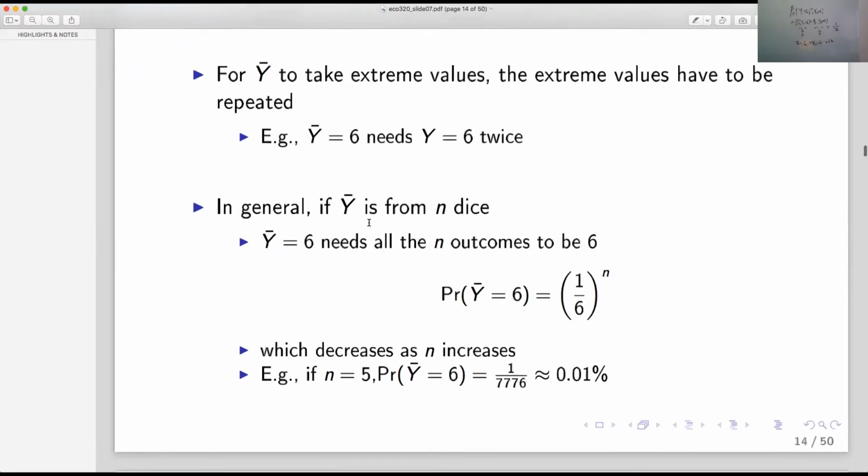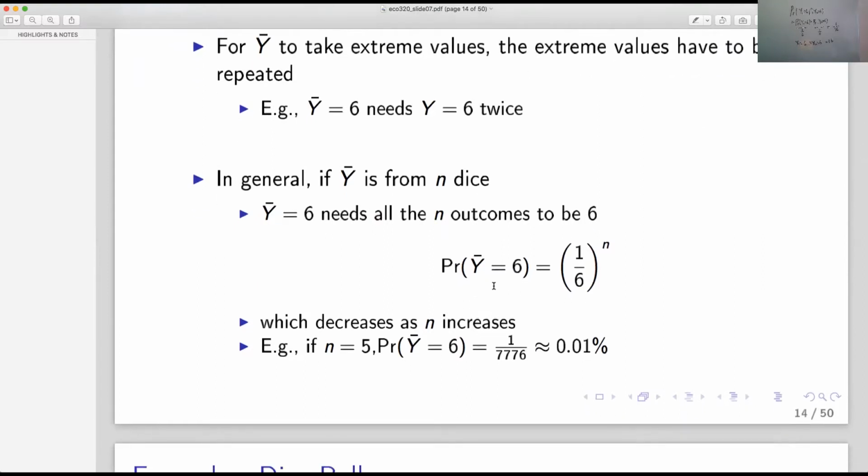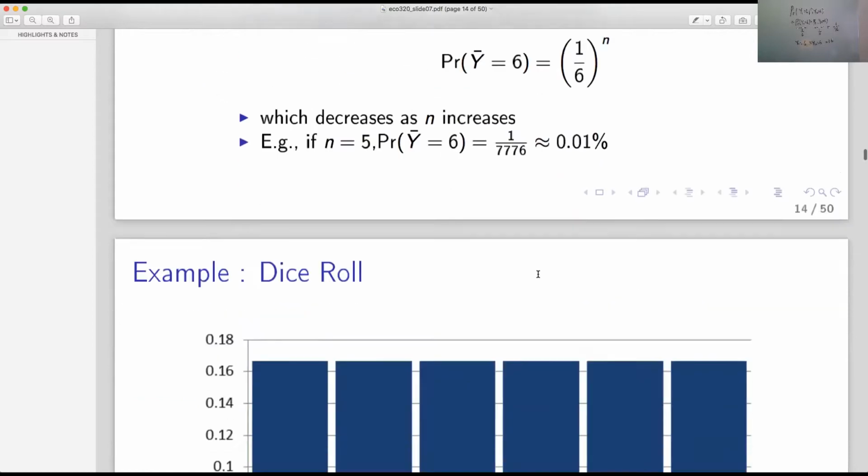If y bar is from n dice, y bar equals 6 needs all n outcomes to be 6. In the previous case we had 2 dice, so we got 1 over 6 times 1 over 6. But if we have n equal to 10, for example, then you should multiply 10 of these, which decreases as the sample size increases. For example, if the sample size is 5 and the probability is that small, it's unlikely to happen, you know.